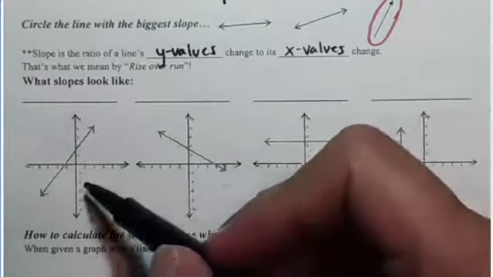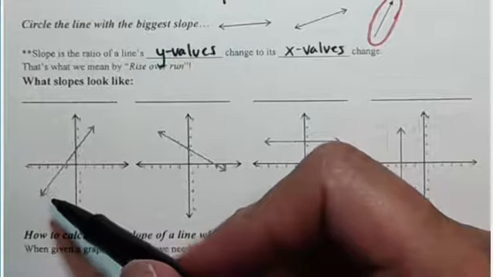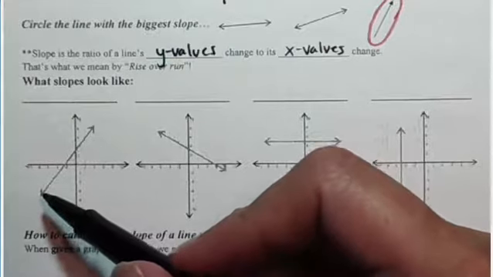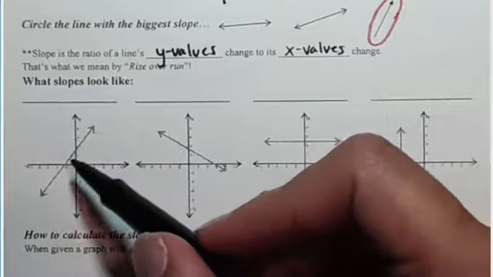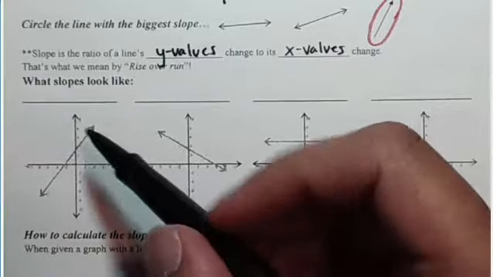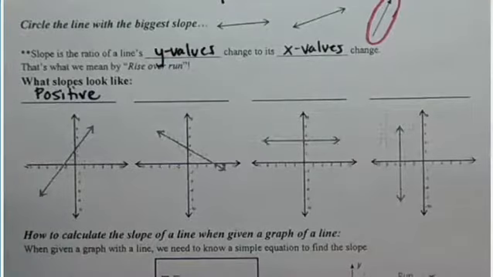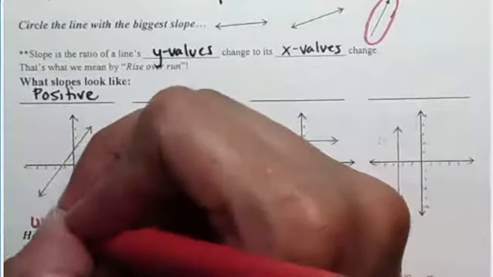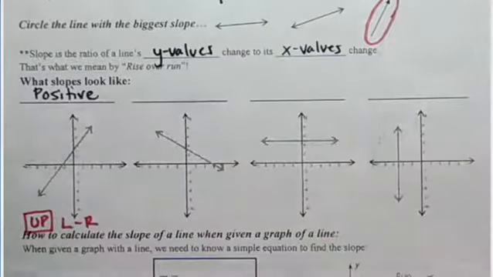Okay, this first linear graph, think about it as reading a book from left to right. If I read this line from left to right, what direction is it going? It's going up from left to right. So this is considered a positive slope. And the reason why it's a positive slope is because it's going up from left to right.